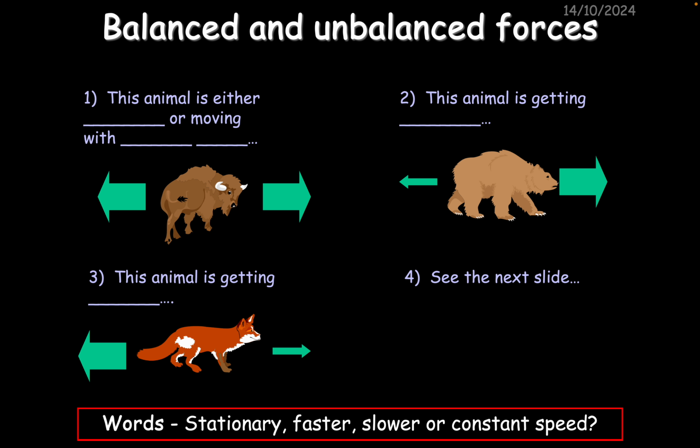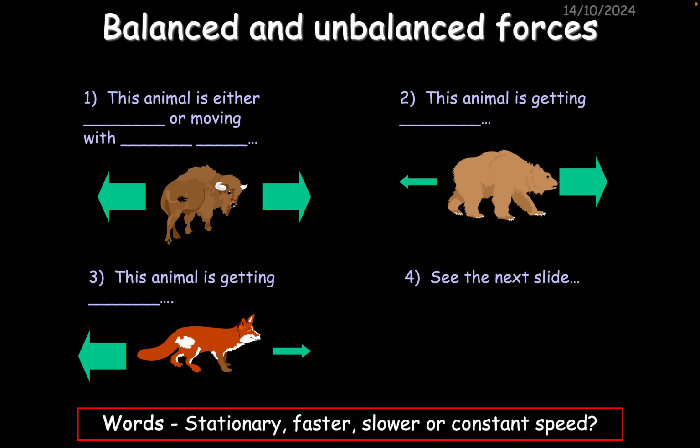In number 2, the forward arrow is bigger than the backward arrow. That means the bear is accelerating, so the animal is getting faster. And in number 3, the animal is getting slower. It's slowing down because the arrow behind it is larger than the arrow going forward.